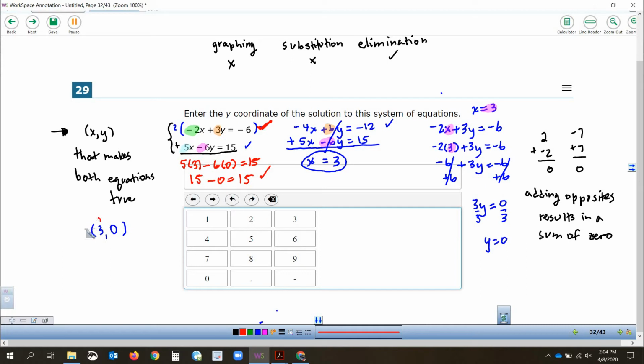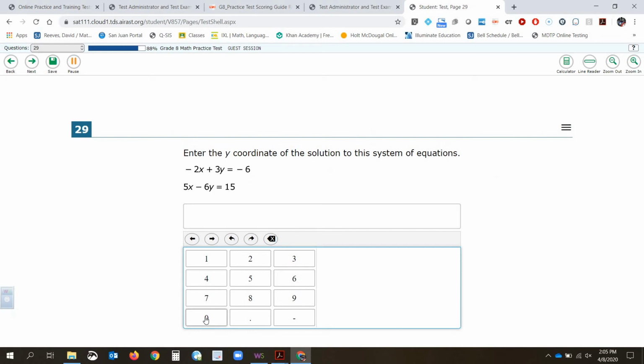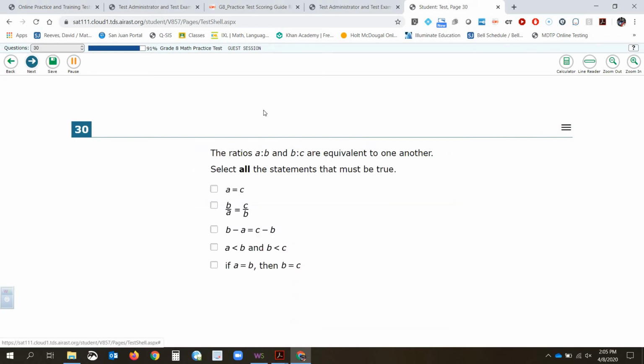And so what did we just show? We just showed that the point (3, 0) is the ordered pair, the x and the y value, that make both of these equations true. But if you read the question, it just asks you for the y coordinate. All it wants is the y. X was 3. What was y? Y was 0. So right here, all we have to do is put 0 and then go on to question number 30. All right, we're almost done.